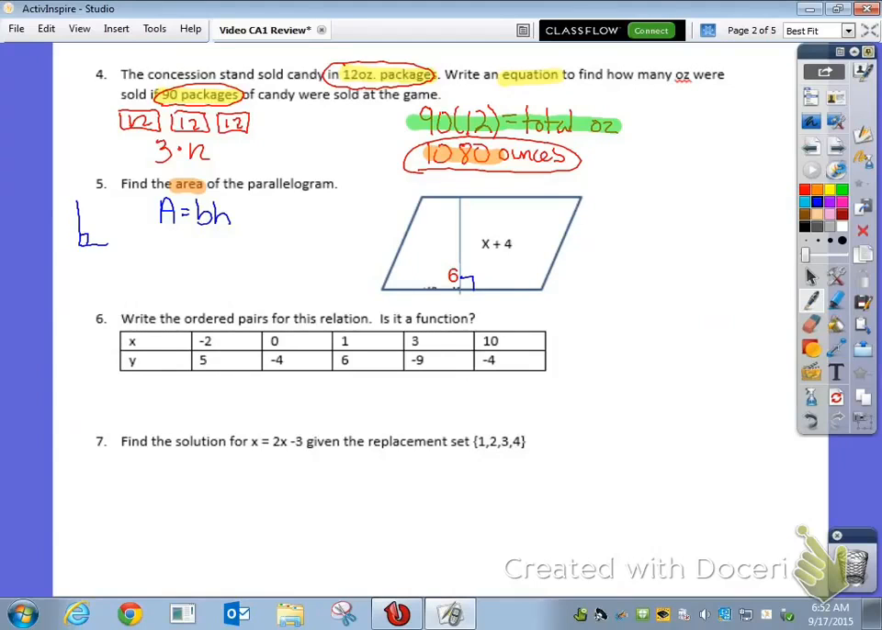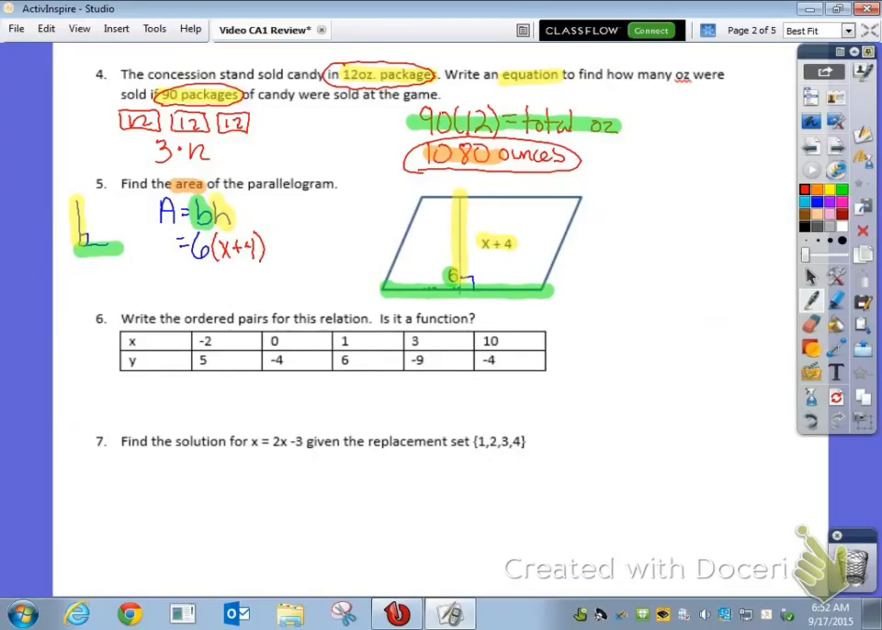So the base is the bottom, okay? The base is the bottom of that right angle. So here's my right angle, here is the base. And that base number is a 6, okay? So wherever I see the B, I'm going to replace it with a 6. And then the height is the vertical part. That's what the height is. So that vertical part is this x plus 4. So in the H, I'm going to put x plus 4.